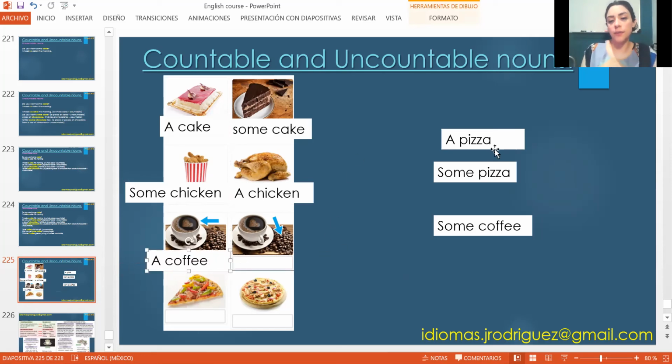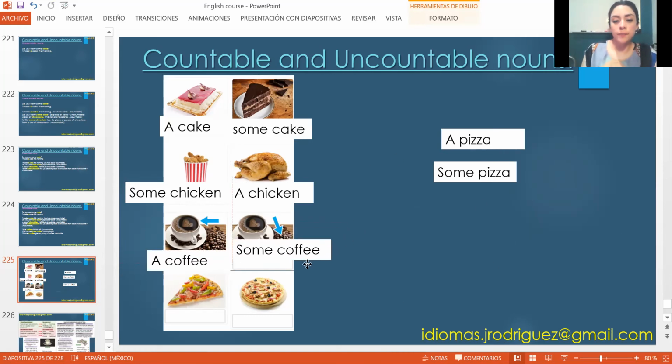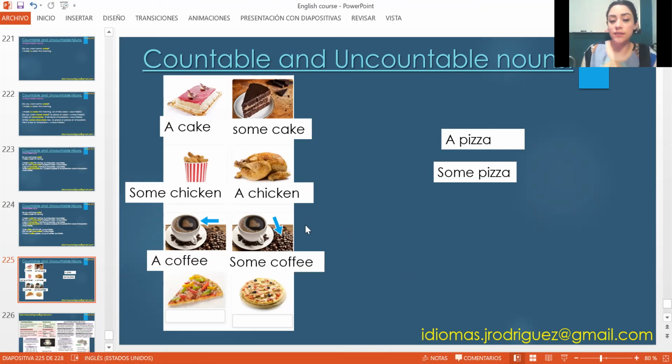A coffee. Okay, but in the other part, I'm looking at the grains. Estoy viendo hacia los granos de café. Some coffee, algo de café. Okay, it's similar to rice. Es similar al arroz, por ejemplo. No podemos contarlo grano por grano, entonces al mencionar café es en general.